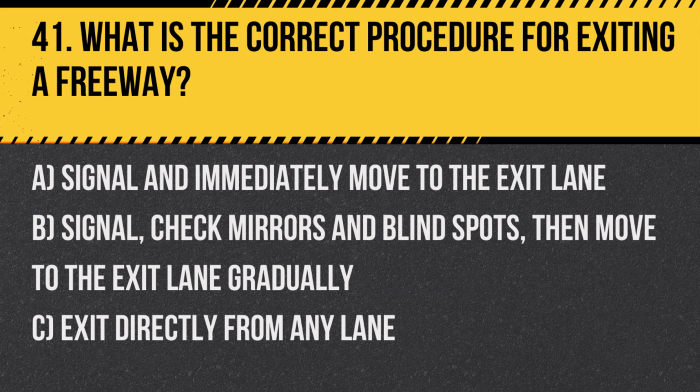Question 41. What is the correct procedure for exiting a freeway? A. Signal and immediately move to the exit lane. B. Signal, check mirrors and blind spots, then move to the exit lane gradually. C. Exit directly from any lane. Answer: B. Signal, check mirrors and blind spots, then move to the exit lane gradually. It's important to plan your exit by signaling early and moving across lanes safely.